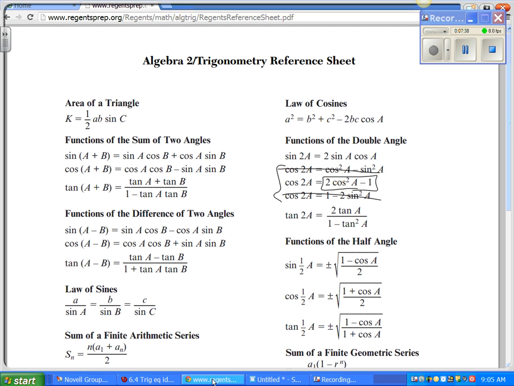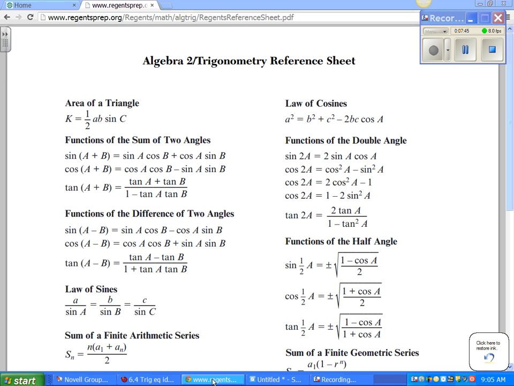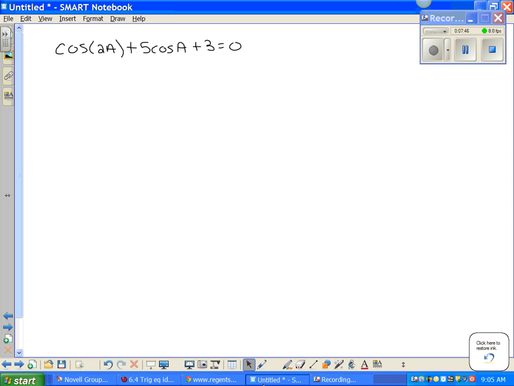The last one we pulled out of GCF was a little different. Okay, so 2 cosine a minus 1 is going to be our substitution. All right, so this is going to become 2 cosine squared a minus 1. Is that right? Okay. Plus 5 cosine a plus 3 equals 0.